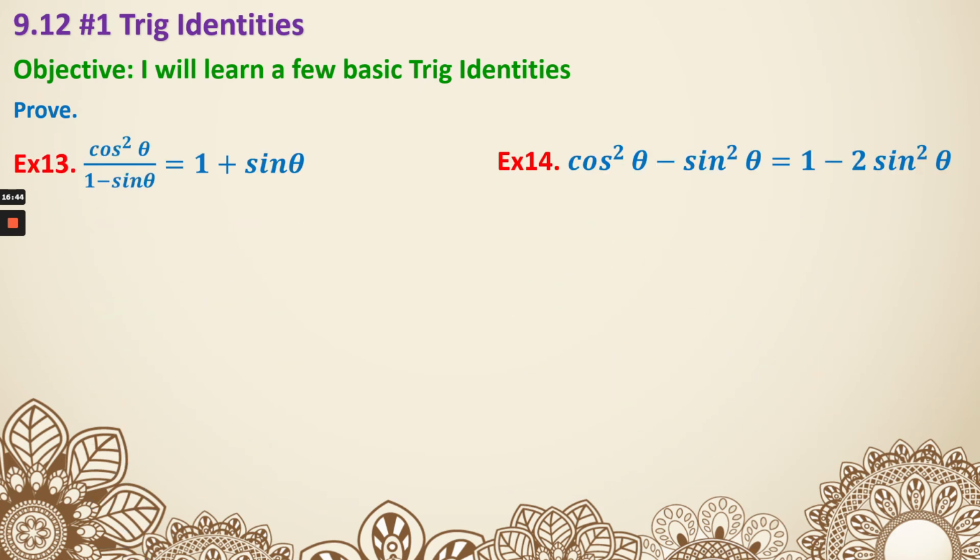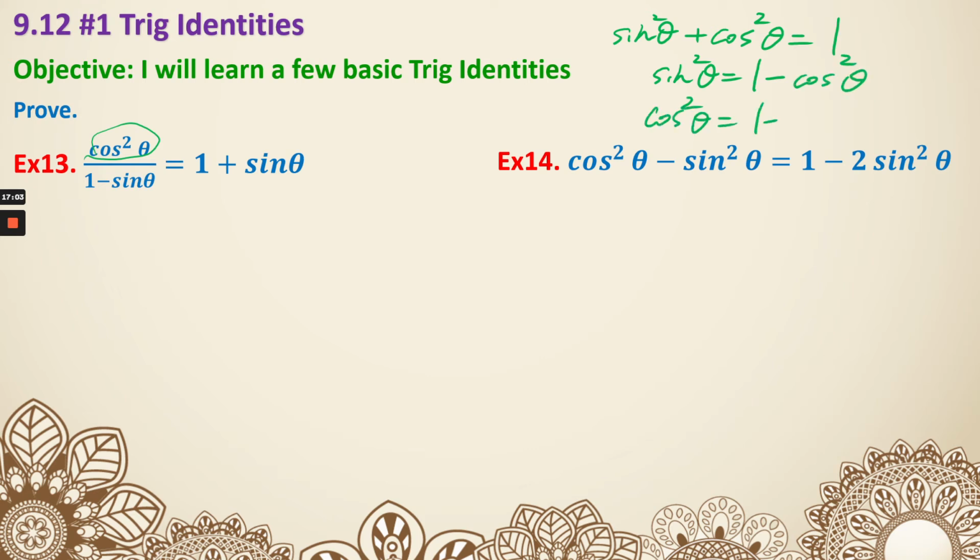Number 13. You first see cosine, and this is where we're going to do a little bit of rewriting. We know sine theta squared plus cosine theta squared is 1. So I can also rewrite sine squared theta to be 1 minus cosine squared theta, or I can rewrite cosine squared theta to be 1 minus sine squared theta. I just move that to the other side. So cosine squared is going to be 1 minus sine squared over 1 minus sine theta.